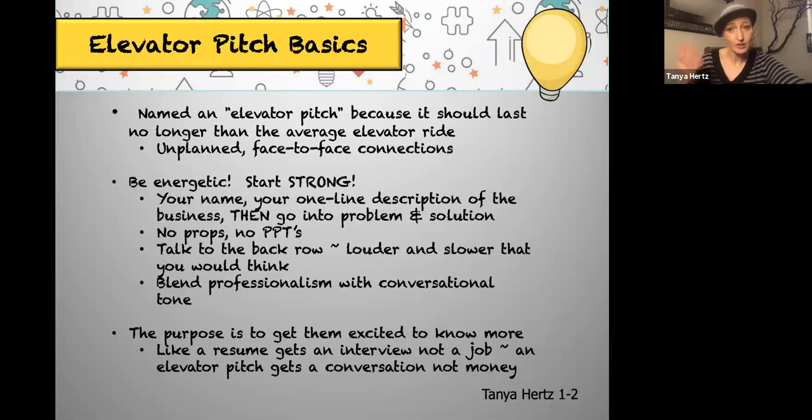An elevator pitch is called so because it should be the length of an average elevator ride. If you find yourself with that right person in an elevator, by the time you reach that top floor, you better be able to pitch to that person. So be energetic, be strong. You always want to start with your name, let them know who you are. In an elevator pitch, you want to keep it conversational, but still it's business. So it should be somewhat formal.